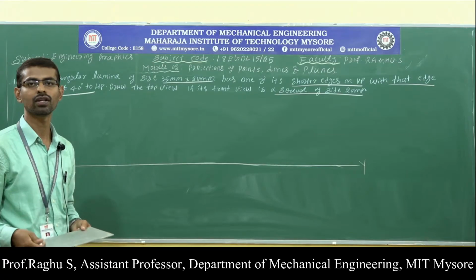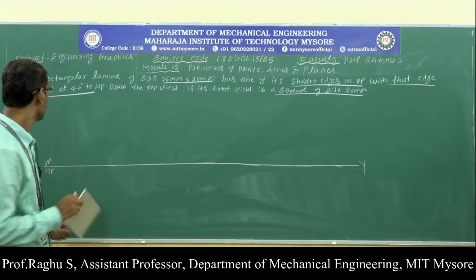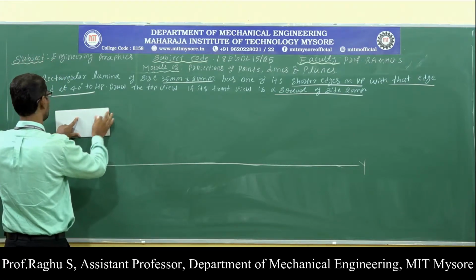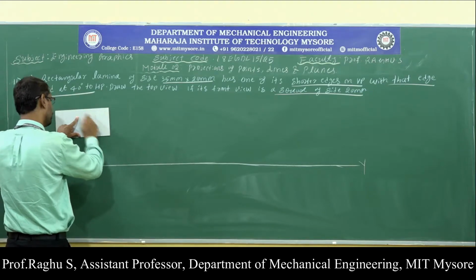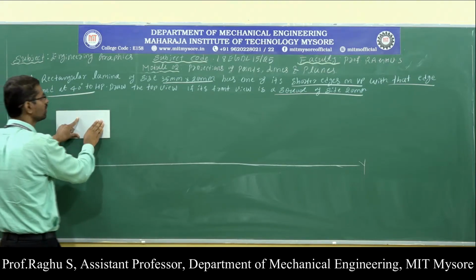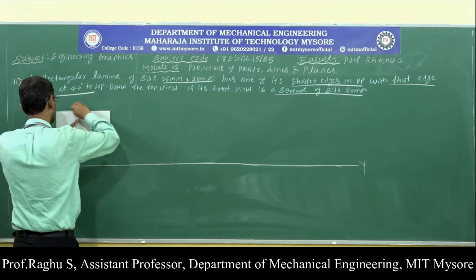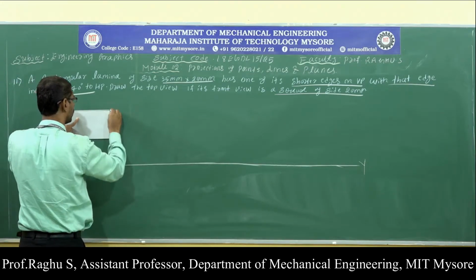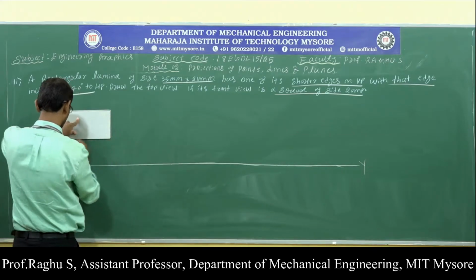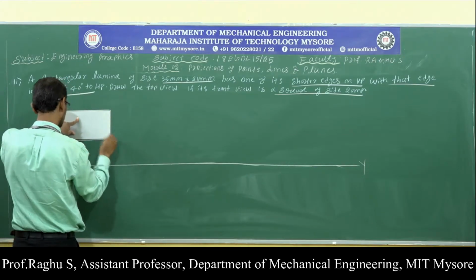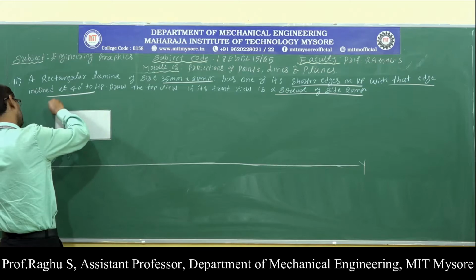But here the lamina is resting on VP. Now construct a rectangle lamina by placing the lamina on VP with a shorter edge. So the dimension 35 mm and 20 mm. Construct a rectangle lamina of dimension 35 mm and 20 mm.